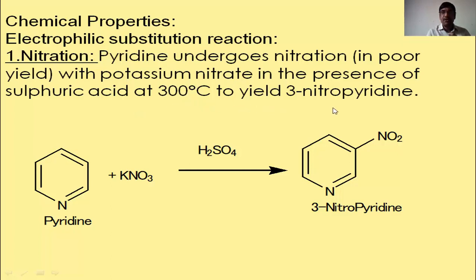to give the 3-nitropyridine. This is the potassium nitrate. After dissociation, it will form the K plus and NO3 minus. This NO3 minus attacks on the pyridine ring at 3 number position and we will get here the 3-nitropyridine.